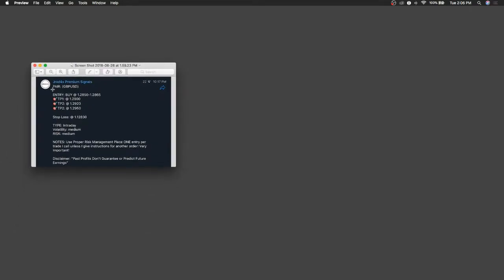So that was nice. And then last night at 10:17 p.m. Pacific Standard Time, which is 1 a.m. if you guys are in New York, that's basically the start of London session, or what I consider the start of London session, I called a buy on GBP/USD, and the levels were between 1.2850 and 1.2865.